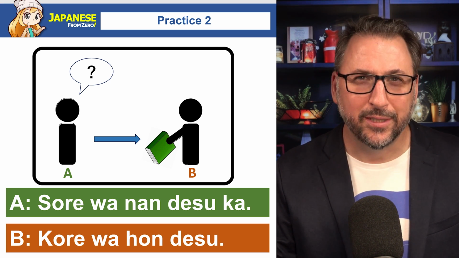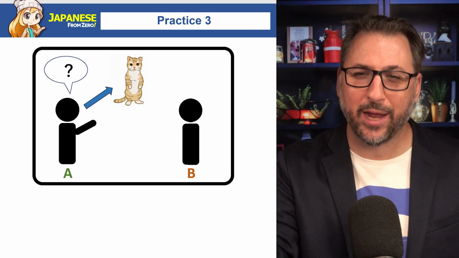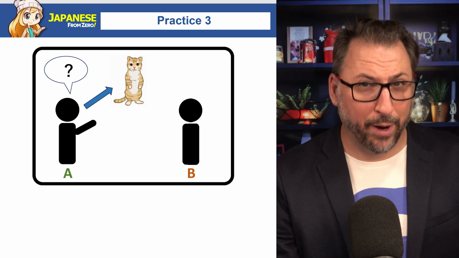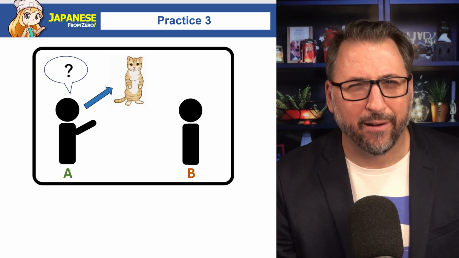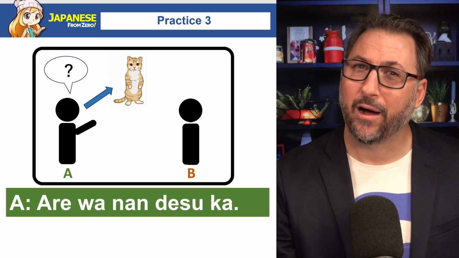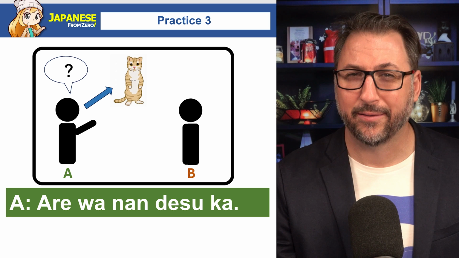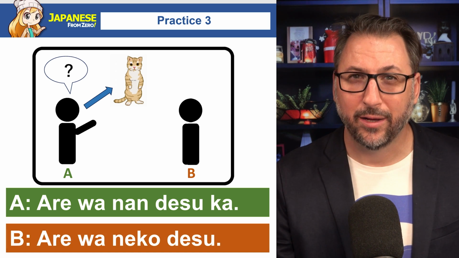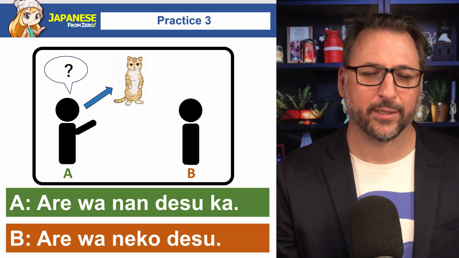What if the object that we're talking about is far away from A and B? Now A, or by the way B, he could also ask, what is that over there? あれは何ですか? That is a cat. あれは猫です. All right?